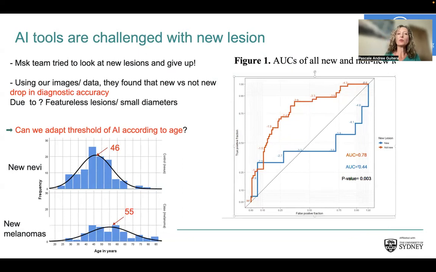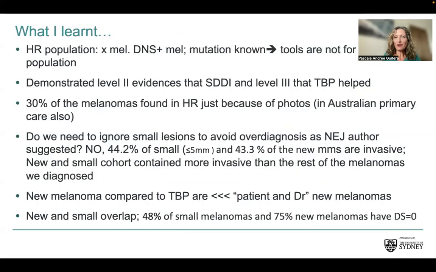So I think if we were to give the algorithm some metadata about the fact that it's new, or about the diameter of the lesion, or about the age of our patients, most likely the algorithm could shift its sensitivity and specificity, taking that into account and allowing this tool to be very useful also for difficult lesions that do not have much morphology feature that the algorithm can rely on. So what I've learned already is that in a high-risk population, the tools are very useful.